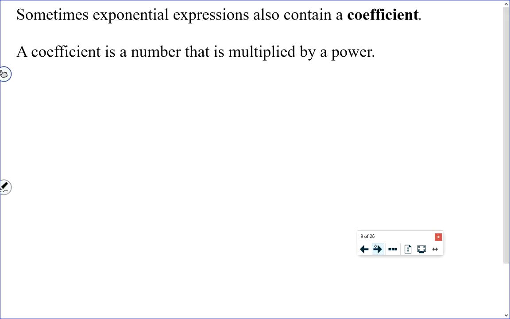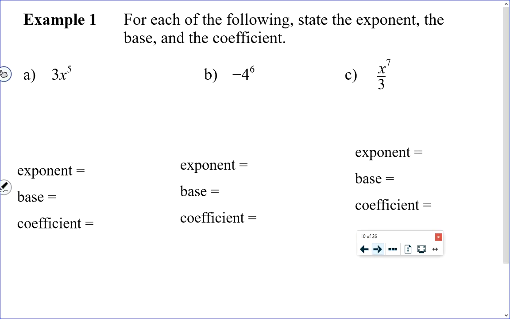Very often, an exponential expression contains, as well as containing a power, because it has to contain a power, what's called a coefficient. And a coefficient is simply a number that you're multiplying the power by. This first example may seem very, very elementary, but it illustrates something that's crucial in your understanding of working with powers. We're asked to identify here the coefficient, the base, and the exponent for each of these exponential expressions.